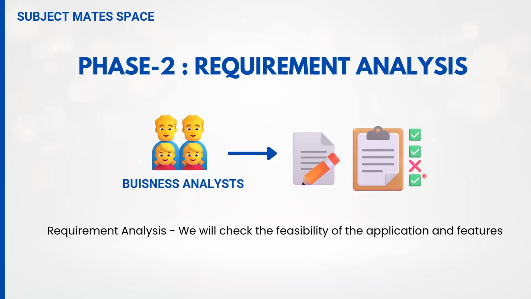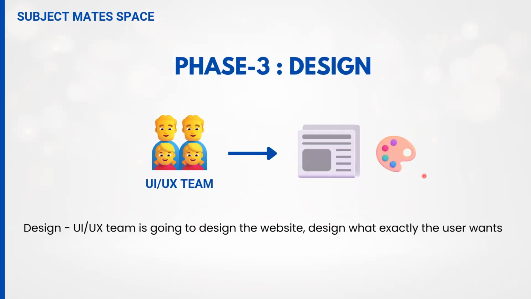And then again, after analysis, it goes back to the client and the company explains that we have completed the requirement analysis and these are the feasibility of your features. Are we good to go? They will ask. The company says yes, we are good to go. Then we will start the third phase, designing team.